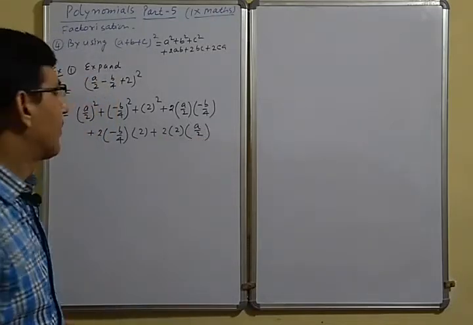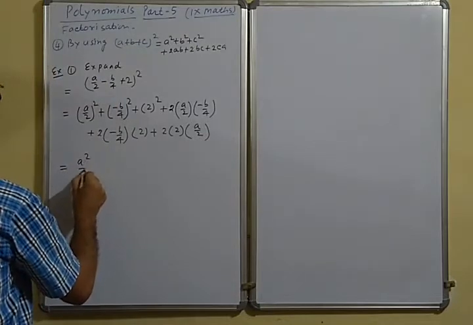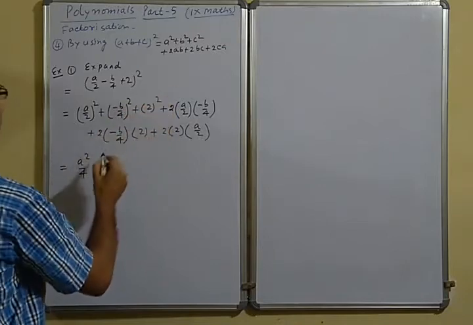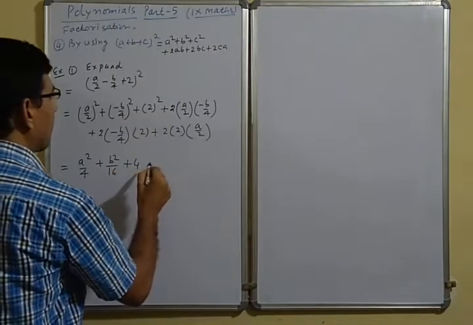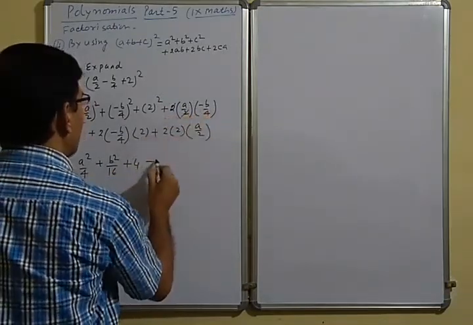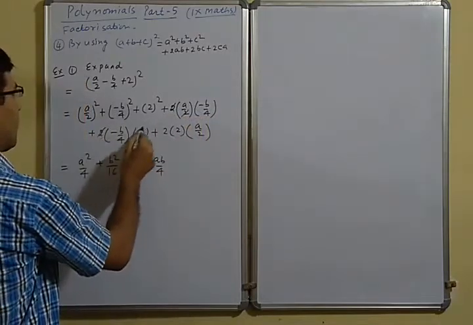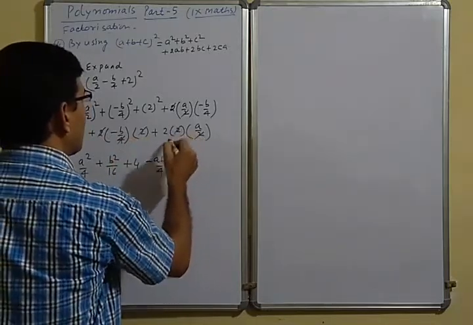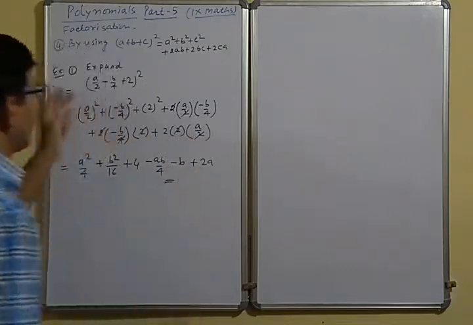Now you have to simplify it. So this is (a/2) whole square, that is a square by 4, plus (-b/4) whole square, so it becomes b square by 16, plus 2 square, that is 4, plus 2 times a/2 times minus b/4, the 2s cancel out. So this is minus ab by 4. Here 2 and 4 cancel out. Now this is minus b. And here the 2s cancel out. So this is plus 2a. So now this is the expansion of this one.